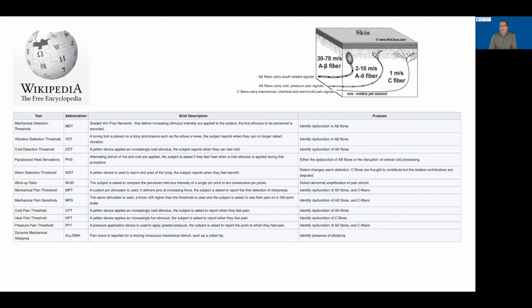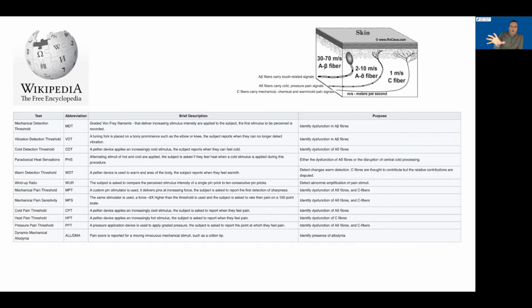And they differ in their speed. The A beta, for instance, myelinated, is a very rapid nerve. So the action potential travels quite rapidly to the central nervous system, while the C fiber is unmyelinated and relatively slow. And you can see here, A beta carries touch, A delta carries cold, pressure, pain, and C fibers carry mechanical, chemical, warm, cold pain signals. And the different tests from the QST give you a different indication of the functionality of these fibers.